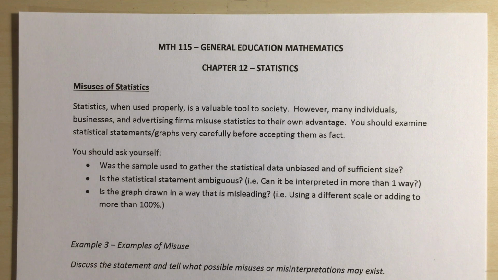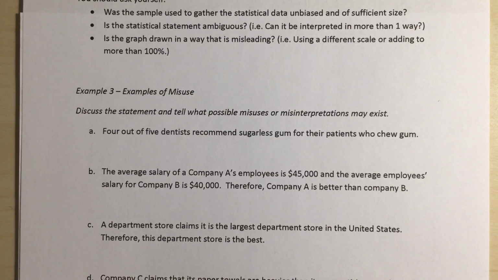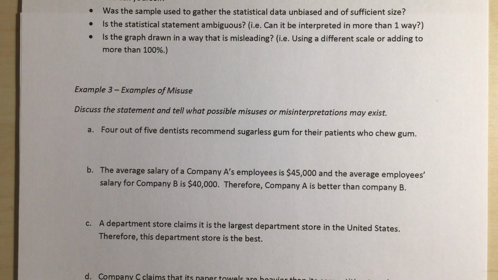Was a sample used to gather the statistical data unbiased and of sufficient size? Is the statistical statement ambiguous? Could it be interpreted in more than one way? Is the graph drawn in a way that is misleading? In other words, we could be using a different scale or adding to more than 100% or something along those lines. Right, so in this example, we're going to discuss some different possible misuses of statistics.